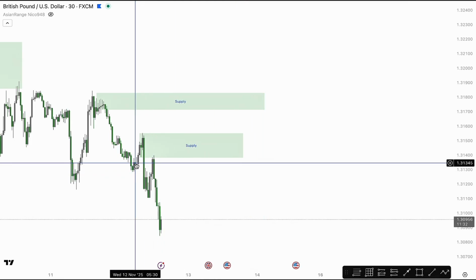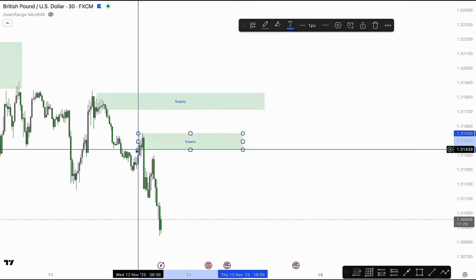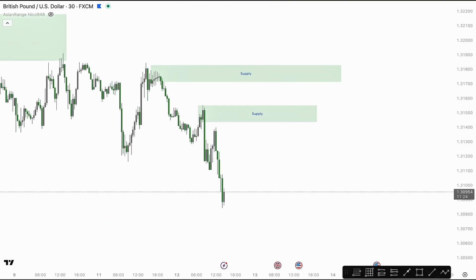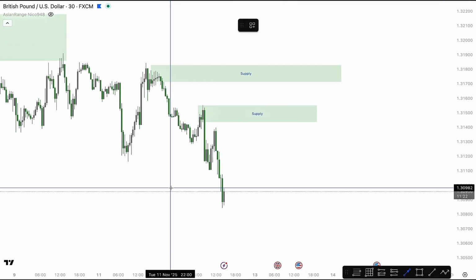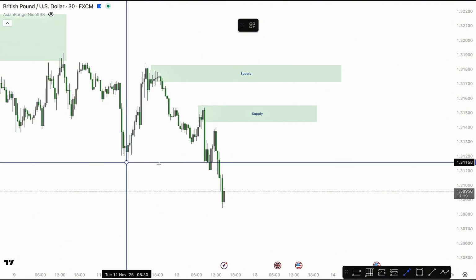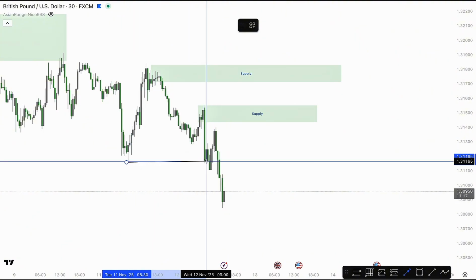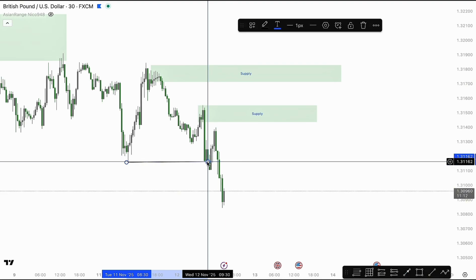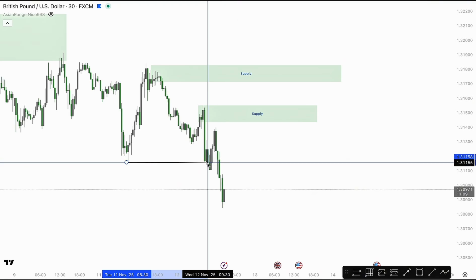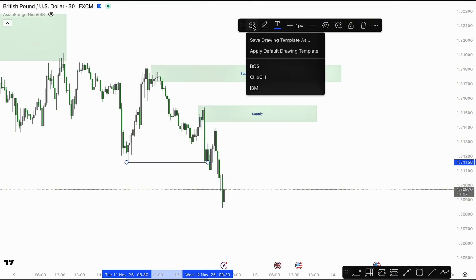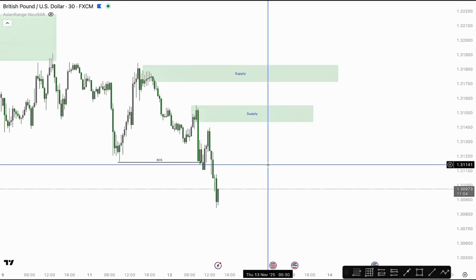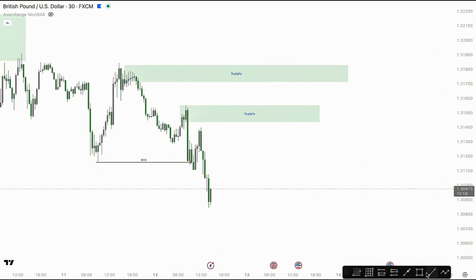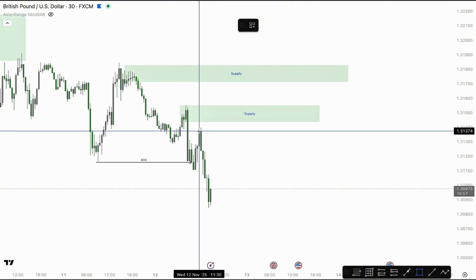We can refine it to the 30 minutes, and here we can see there is another supply zone that was created following the break of structure. You can see a break of structure there from the 30-minute supply zone. And we also map out a little break of structure from the recent supply zone. This is the recent supply zone that was created.